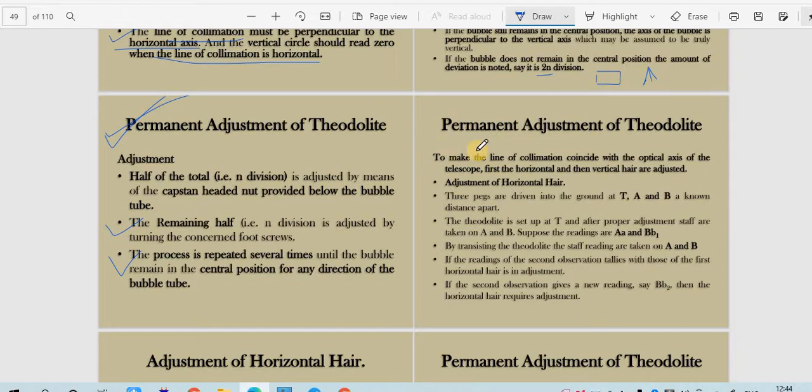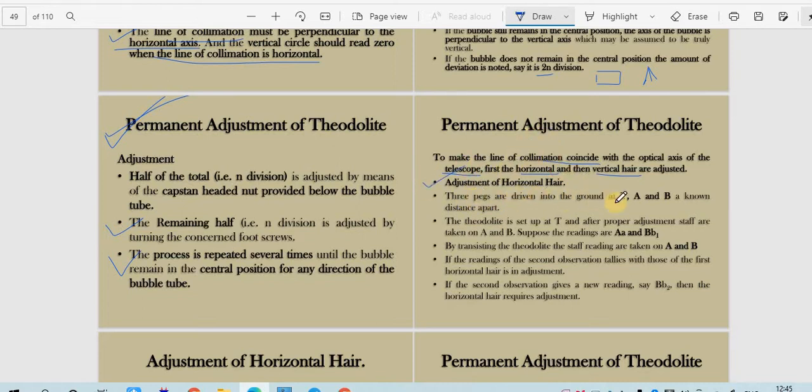The next one is to make the line of collimation coincide with the optical axis of the telescope. So the second relation is that the line of collimation should coincide with the optical axis of the telescope. First the horizontal and then the vertical hair is adjusted. So in this you have to perform two adjustments. How can you do this? First we'll start with the horizontal hair.